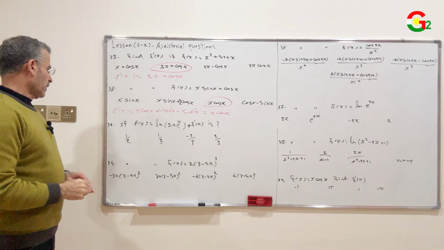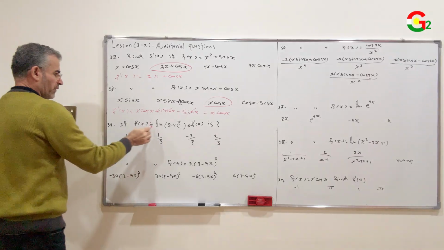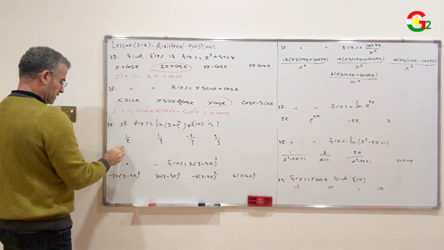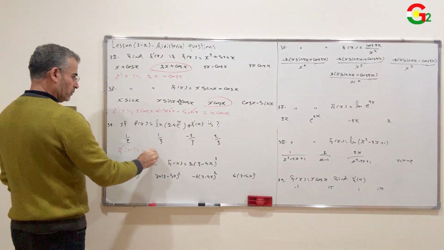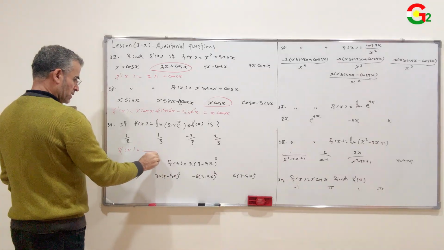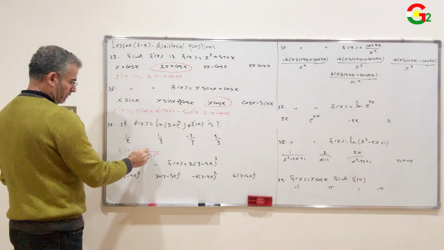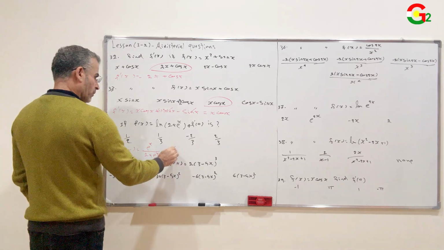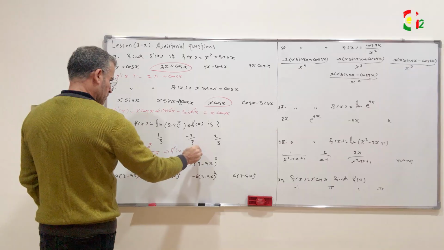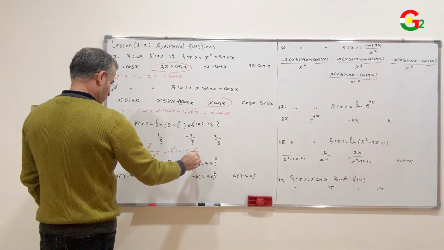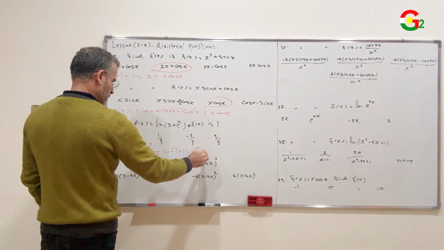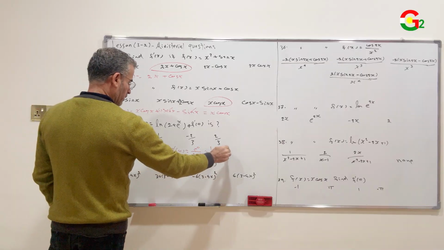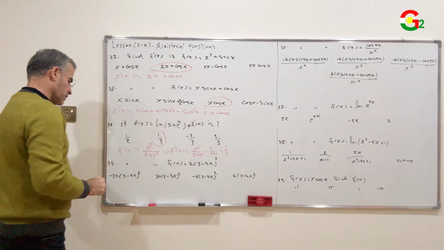Question number 34. If f of x equals ln of 2 plus e to the x, find f prime of 0. First find f prime of x equals 2 plus e to the x in the denominator and the derivative in the numerator, e to the x. Now f prime of 0 equals e to the 0 over 2 plus e to the 0, which is 1 over 2 plus 1, equals 1 over 3. Choice B.